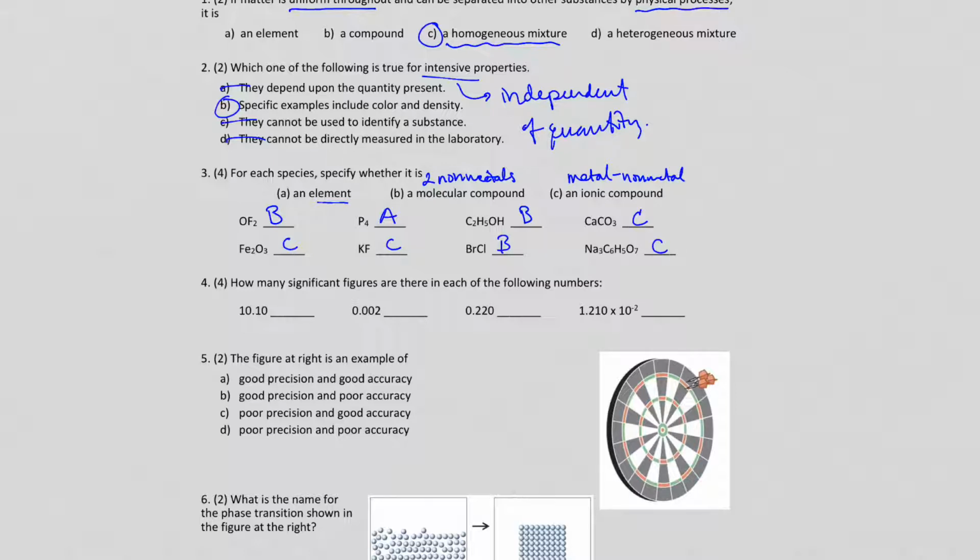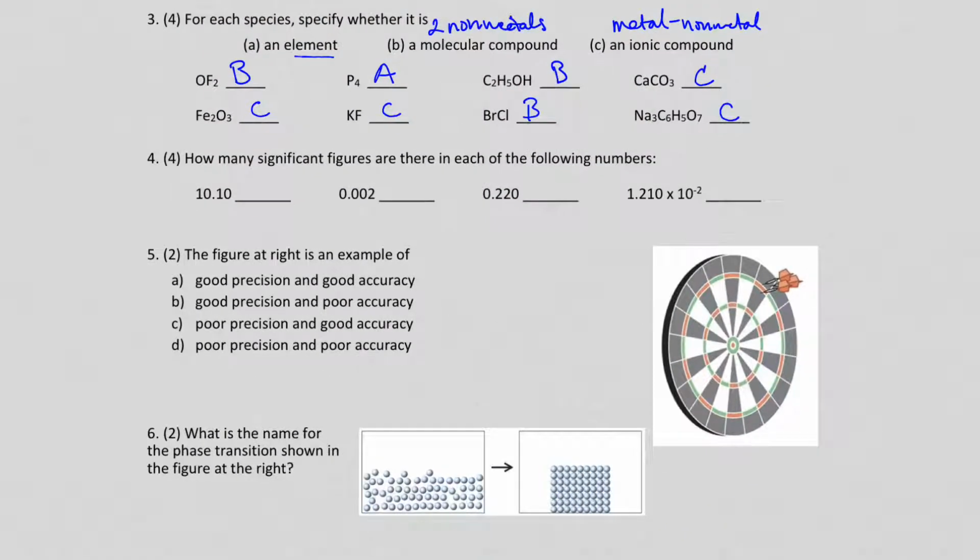How many significant figures are in each of the following numbers? This is just 1. 3. And in scientific notation, you count all of them. So, 4, 1, 3, and 4. Remember that leading zeros, placeholder zeros, are not significant, and trailing zeros are significant when there's a decimal point.